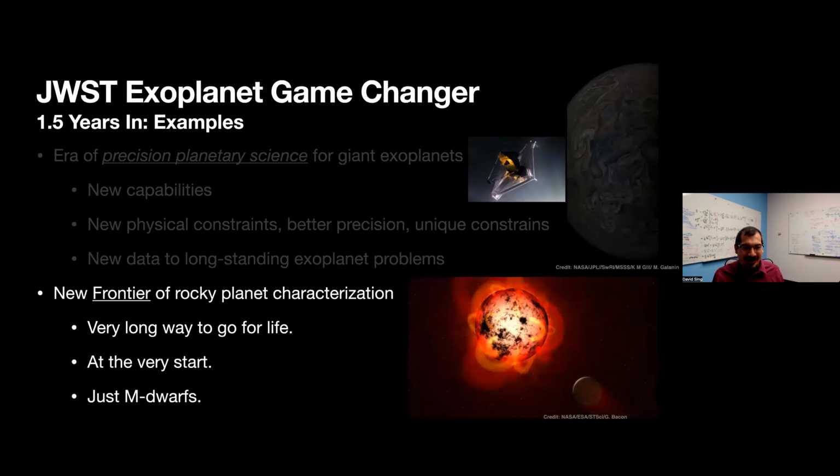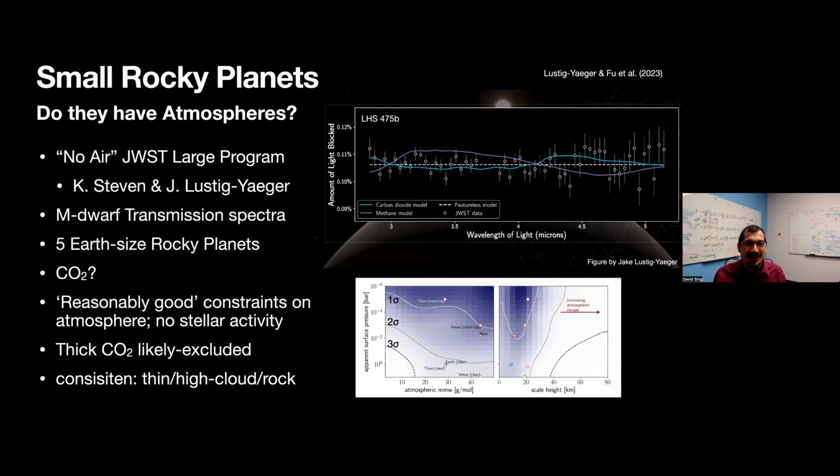So in the last few minutes here, I just wanted to share some results kind of from the new frontier. So now let's talk about rocky planets and the search for atmospheres. So this is from the NOAIR program led by Kevin Stevenson and Jacob Lustig-Jaeger. Here's the first result we had from that program, LHS 475. And here's the transmission spectra that you get.